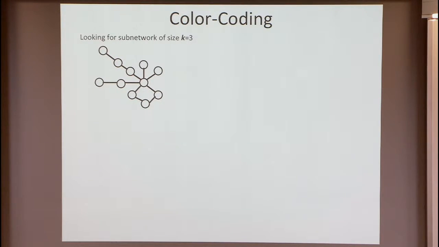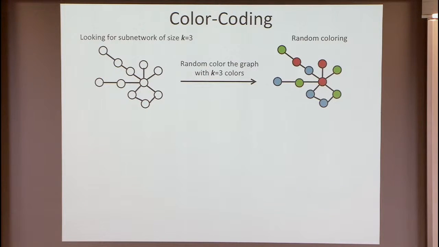So if we're looking for a subnetwork of size k equal to 3, and this is our graph, we now want to find a subnetwork that maximizes a certain objective function. What we can do is randomly color each vertex with one of k random colors, obtaining a graph that has random colors on the vertices.